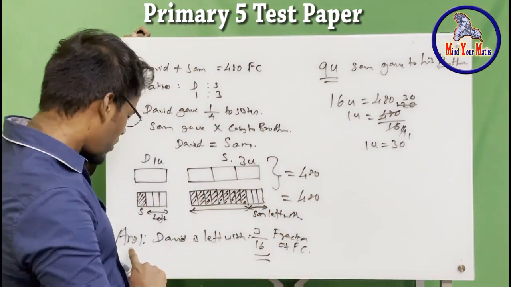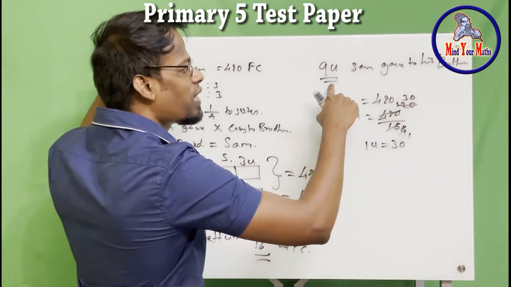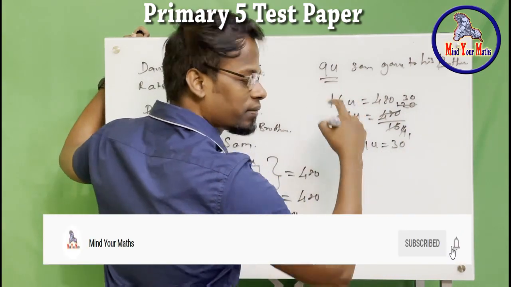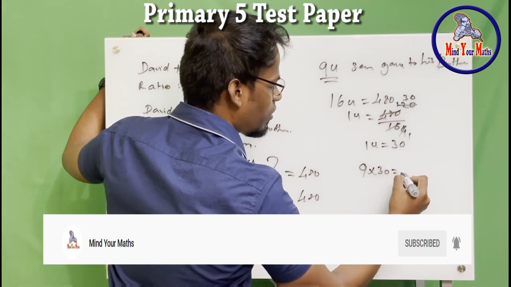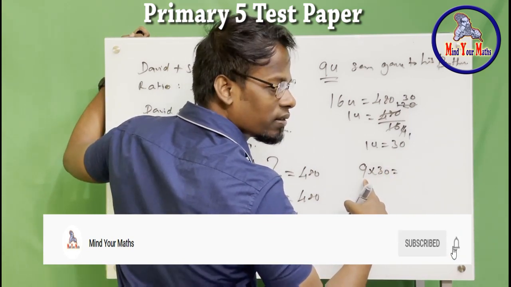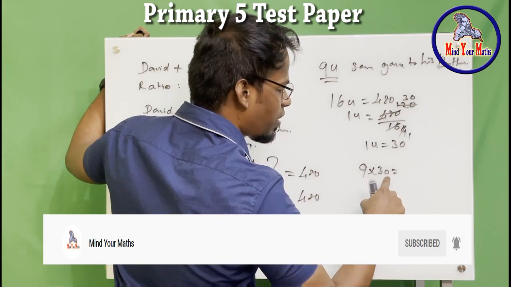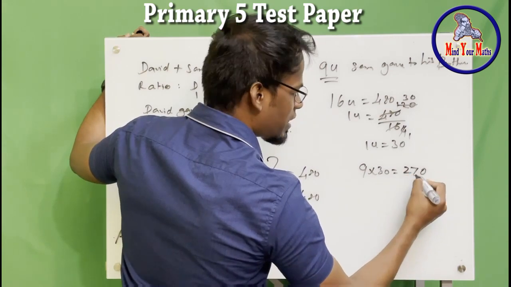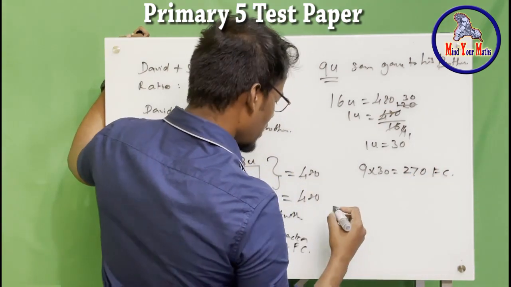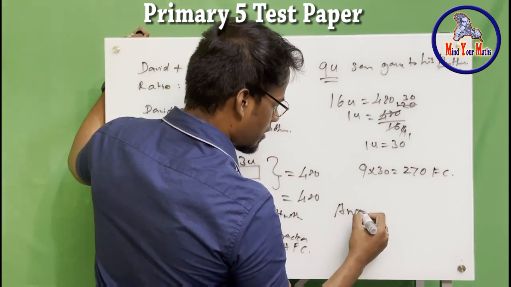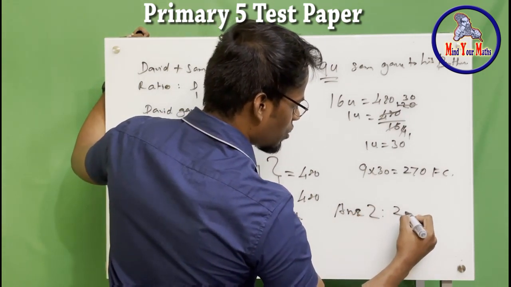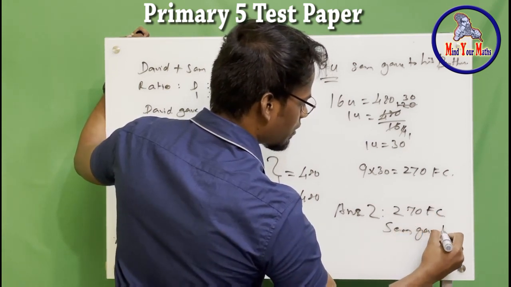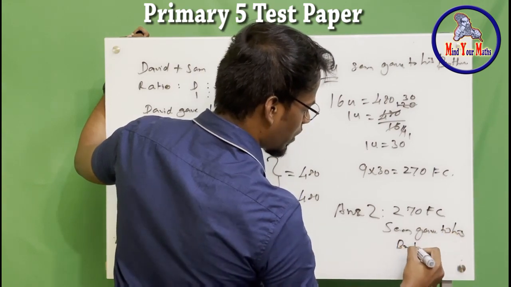So now what do we need to find? For question 1 we have already found the answer. For question 2, 9 units is what Sam gave to his brother. So 1 unit is 30. What is 9 units? Yes, 9 times 30, which is how much? This is a simple calculation. This is 0, so you just calculate only the number. 9 times 3 is 27, then put the 0, which is 270 foreign coins. So answer 2 is 270 foreign coins Sam gave to his brother.